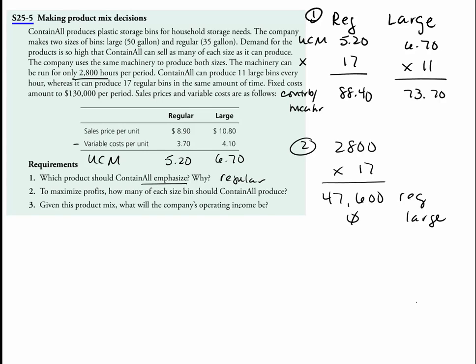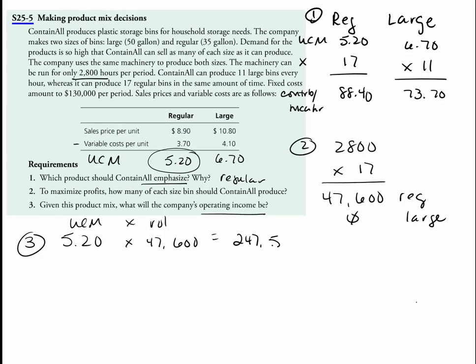And what would their operating income be? So we can say, after our fixed costs are covered, our contribution is $5.20 per unit. My unit contribution times my volume, 47,600 bins, gives me total contribution of $247,520. The $5.20 is my sales revenue minus my variable cost. So then I just subtract off my fixed costs, which are $130,320, and my operating income is $117,200.